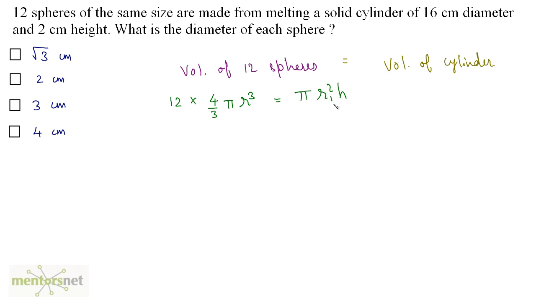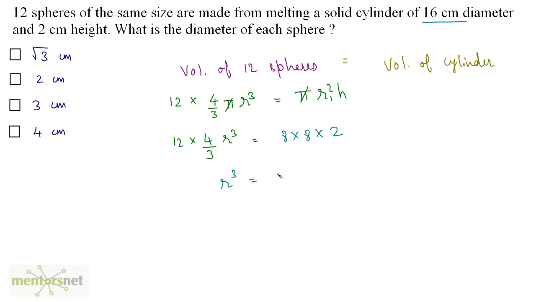Now, this r is basically the radius of the cylinder, right? So pi gets cancelled out. We have 12 into 4 by 3 r cube is equal to, actually we have to find out this r, and then we can calculate the diameter of the sphere. So anyway, let's go ahead. So we have r square h of the cylinder. Well, what is the radius of the cylinder? The diameter of the cylinder is 16 centimeters, so the radius is half of 16, that's 8. So r square will be 8 times 8 times the height is 2 centimeters, so 2.